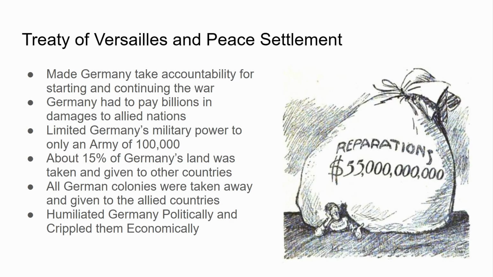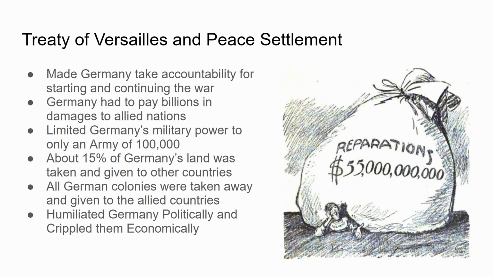Germany also had to pay billions in reparations because of damages to allied nations. They also limited Germany's manpower to an army of only 100,000. And about 15% of Germany's land was taken and given to other countries, as well as all of the German colonies, which were given to the Allies. They also humiliated Germany politically and crippled them economically.